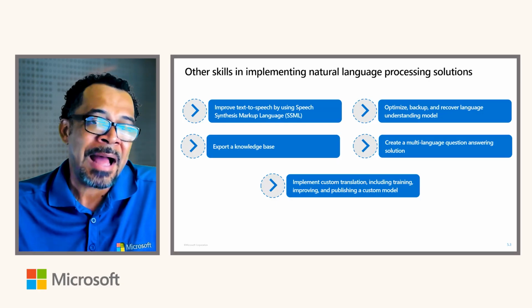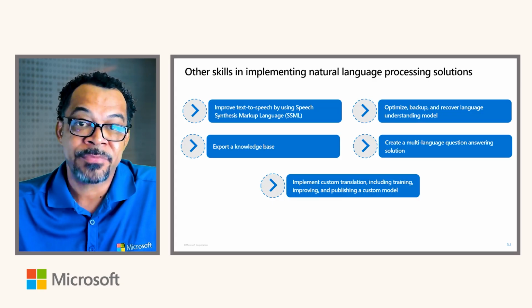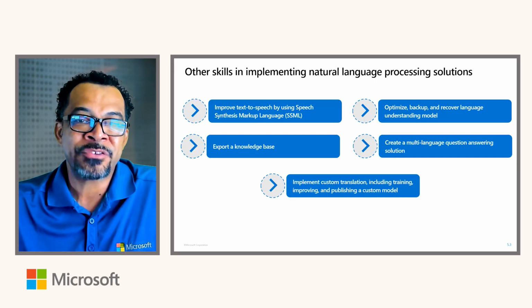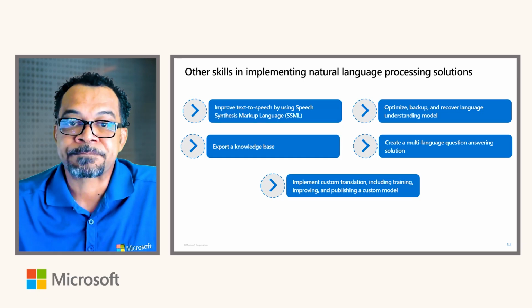Other things you want to know. Optimizing, backing up, and recovering natural language understanding models. Understand the recommendations for understanding the models. Some of the key points you want to keep in mind: active learning captures endpoint queries and selects the user's endpoint utterances, which it's unsure of.